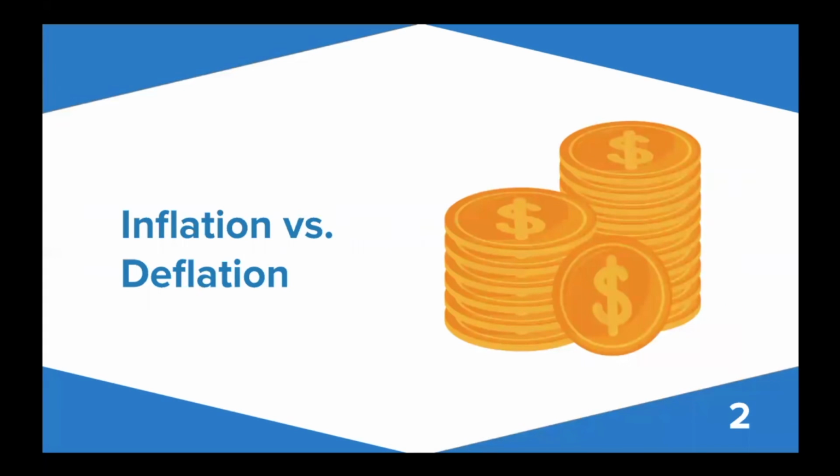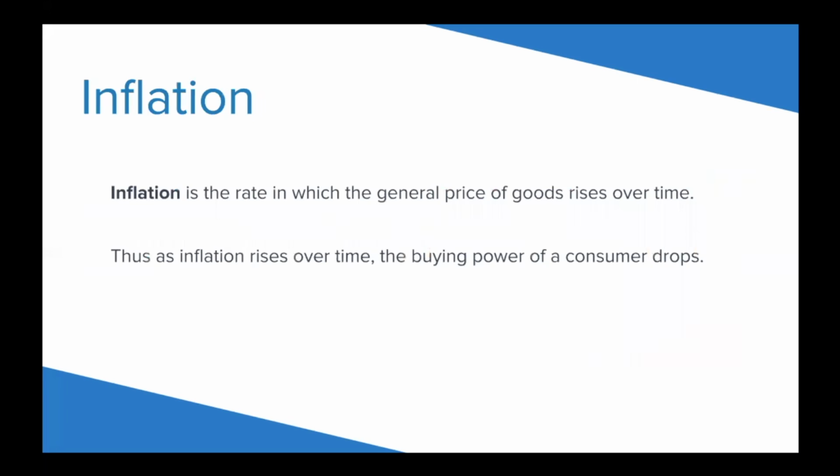Now I'll be talking about the difference between inflation and deflation. Inflation is the rate in which the general price of goods rises over time. Thus, as inflation rises over time, the buying power of a consumer drops. So what exactly does it mean when the consumer's buying power drops? I'll demonstrate that with a few examples on the following slide.